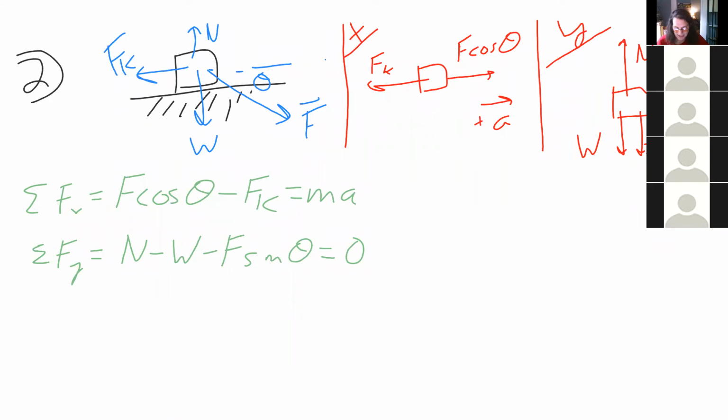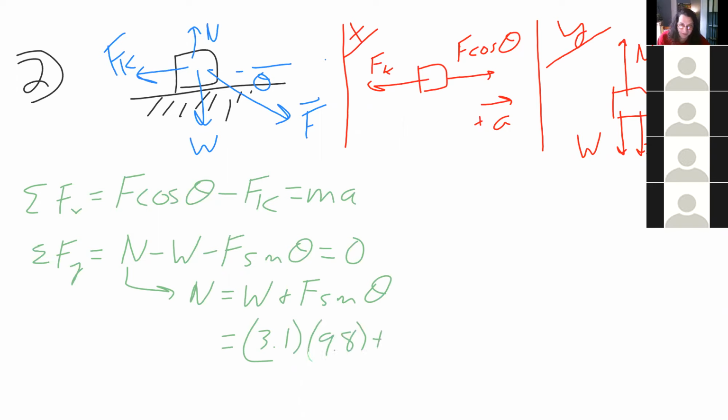Now, since I know the mass and I know my applied force and its angle, I can actually solve this equation for the normal force. Normal force will be equal to the weight plus F sine of theta. And I know everything here. The weight for my problem is 3.1, or sorry, that's the mass. So to make that a weight, you do 3.1 times 9.8, plus the applied force, 31, times sine of the angle, 40 degrees.